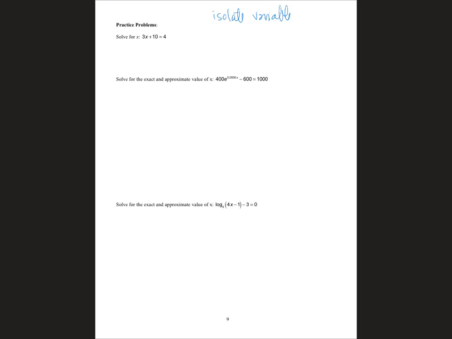So if I were to try to isolate the variable in the first example, you would subtract 10 from both sides, giving you 3x equals -6, and then you would divide each side by 3, and you would get the solution to be x equals -2. Now this is a very simple equation, a simple linear equation, one variable, but the idea is still the same. We want to isolate the variable.